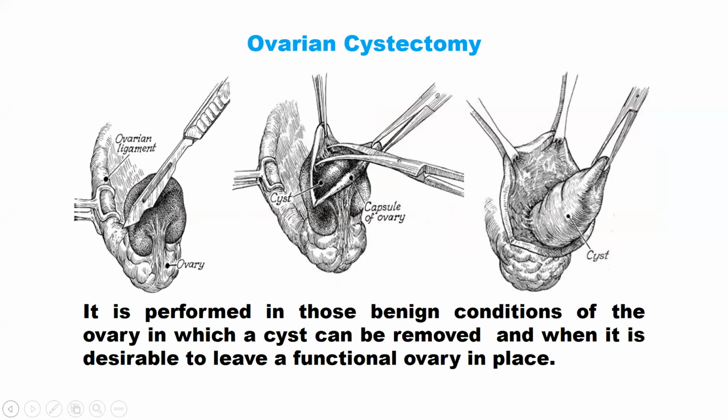Patient would be under general anesthesia. You make a midline vertical incision. Sometimes you might even need to go above the umbilicus, mainly for better exposure. As soon as you open the abdomen, you remove the ascitic fluid and collect at least about 20 ml and send it for cytology to see for malignant cells.